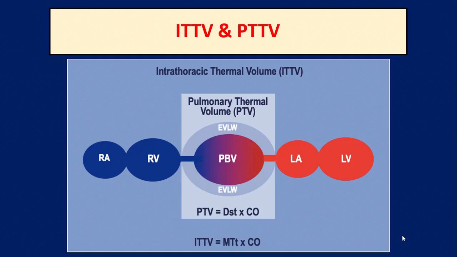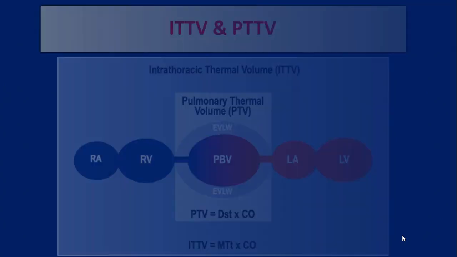The intrathoracic thermal volume is the mean transit time into cardiac output. The pulmonary thermal volume is the downslope time into cardiac output. That's how all the calculations are based.